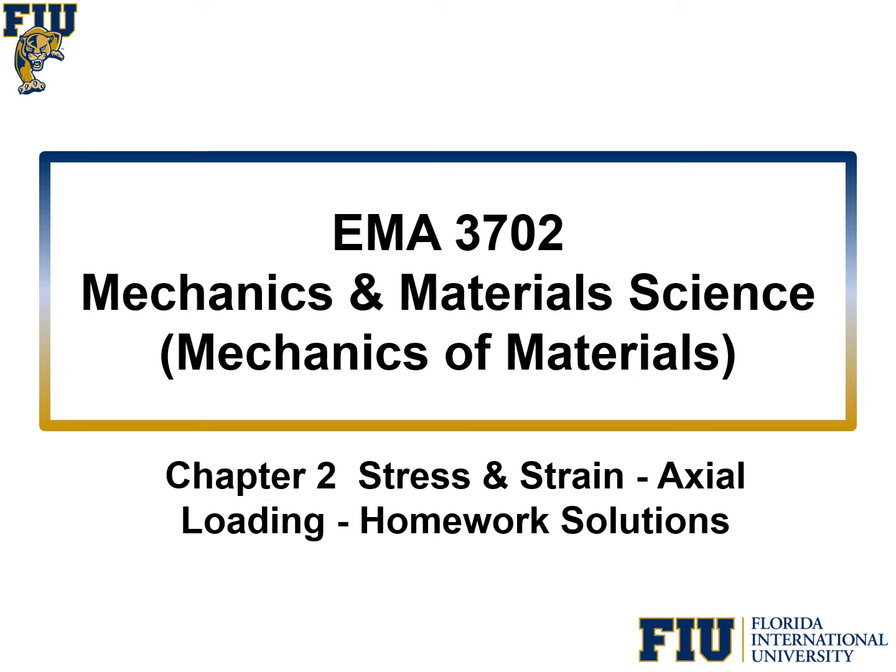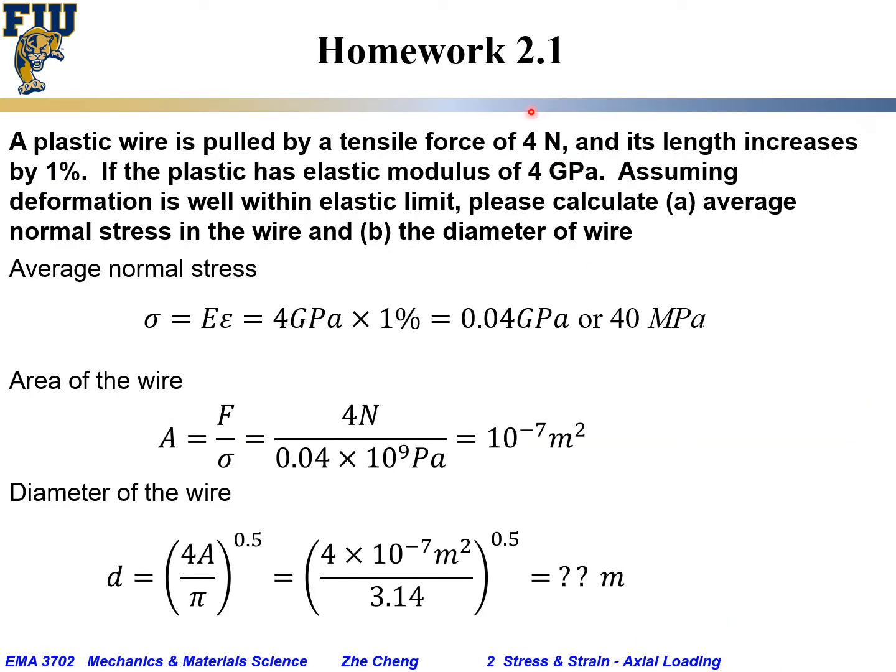Chapter 2, Stress and Strain, homework. Homework 2.1. A plastic wire is pulled by a tensile force of 4 Newton and its length increases by 1%. That is essentially our so-called relative deformation or strain is 1% or 0.01.